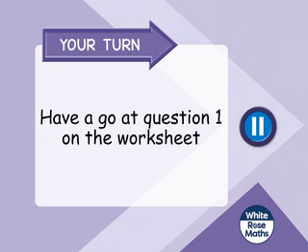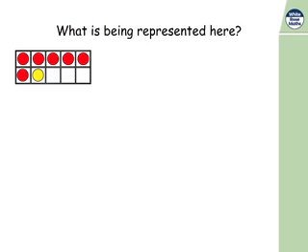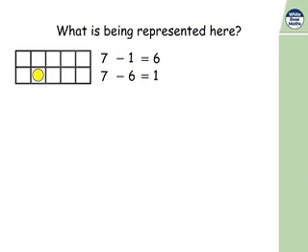Your turn now. Have a go at question 1 on the worksheet. So when we come to subtraction, I can see 7 altogether, but 1 has gone. We've reduced by 1, which leaves us with 6. So 7 is my whole, that's what I'm starting with. And this time we've reduced by 6, we've subtracted 6, and we're left with 1.